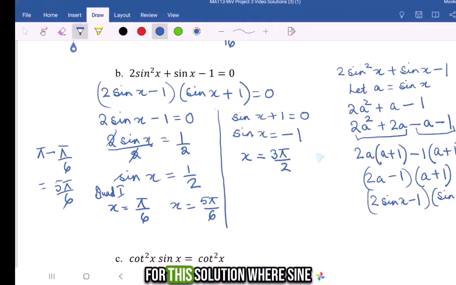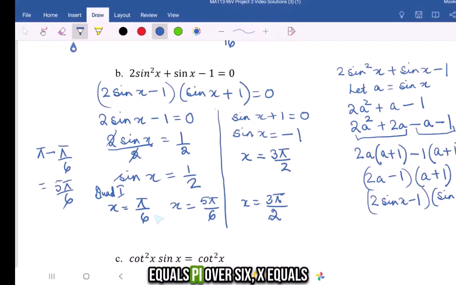So for this solution, where sine of x plus 1 equal to 0, therefore sine x equals negative 1, x would be one solution, just 3 pi over 2, because it's a quadrantal angle. Therefore, the other solution of x will be 3 pi over 2. Therefore, the final set of solutions for this question would be x equals pi over 6, x equals 5 pi over 6, and x equals 3 pi over 2 between the interval 0 and 2 pi.